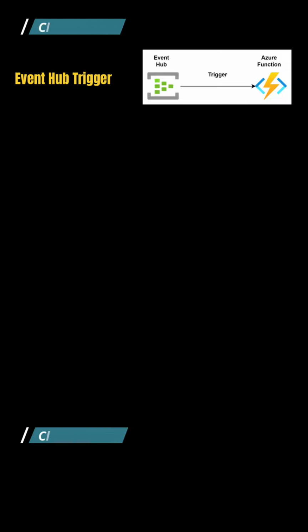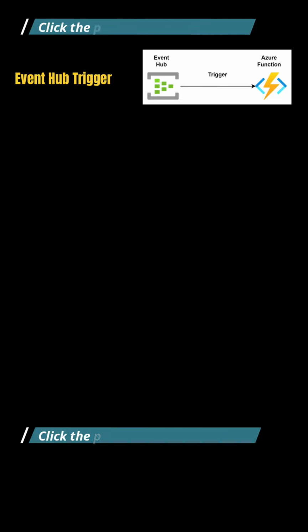Let's explore the last trigger type that handles events. It's called the EventHub trigger. Imagine a scenario where we have lots of devices deployed in an IoT, Internet of Things, environment, and these devices send device information to Azure Cloud through IoT Hub and then eventually through EventHub. So this is the scenario.